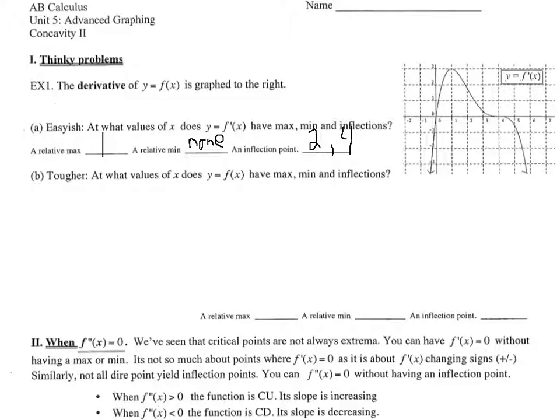Now the tougher question is, what's going on with the f of x graph? And again, we can't see the f of x graph. All we see over here is the derivative graph. So we're looking for maximums and minimums. Maximums and minimums we get from doing a line analysis of the first derivative. So I'm actually going to do that right here.